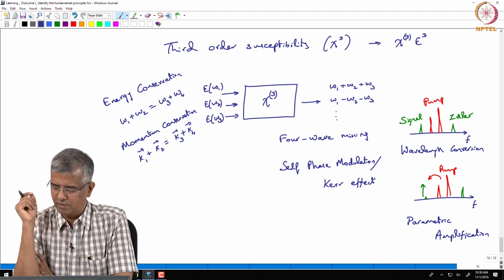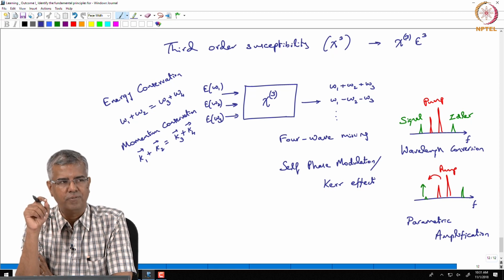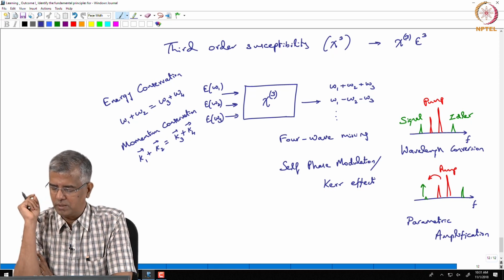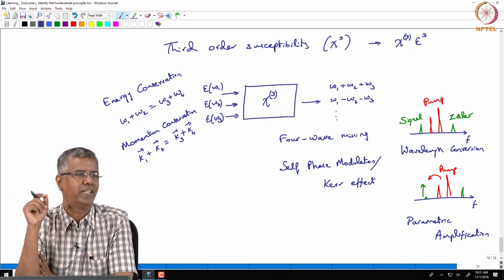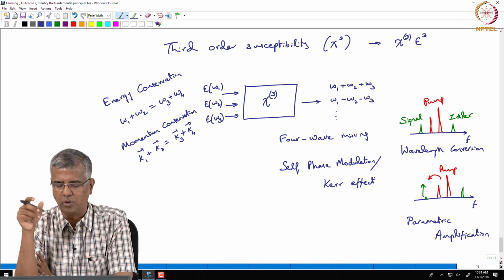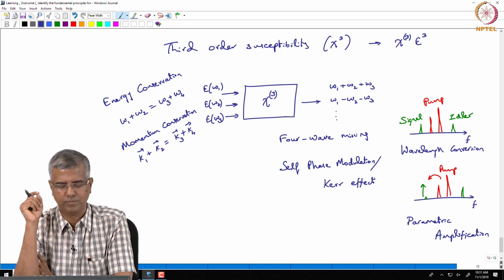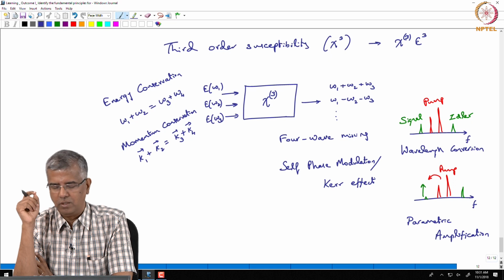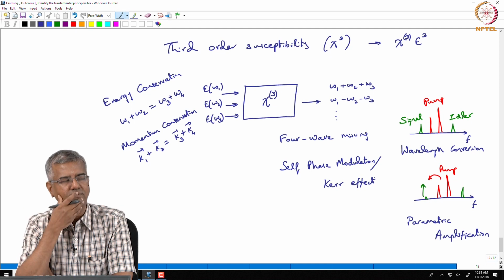Let us see if you can guess this. In the Chi2 process, the Pockels effect was enabled by an external electric field, right, which was modulating the electric field corresponding to your light wave. Okay. What do you think is happening in the Kerr effect? It is a Chi3 process. So, what do you think could be happening in the Kerr effect?